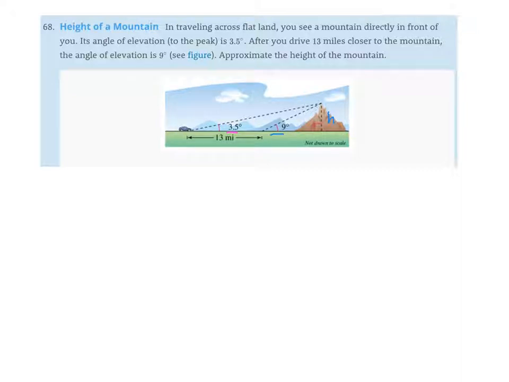So we need to figure out a couple of things. We need to know what x is here. One ratio that we can write is tangent of 3.5 degrees equals the height over, now this whole distance here is going to be 13 plus x. Then let's take a look at the other one with the 9 degrees. So tangent of 9 degrees equals that height, and now that's just over x.